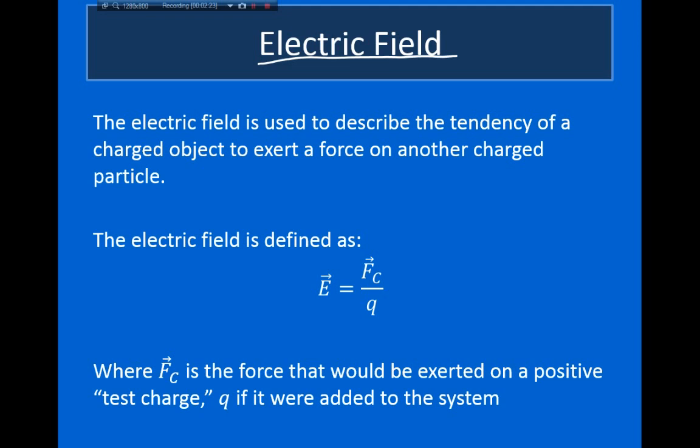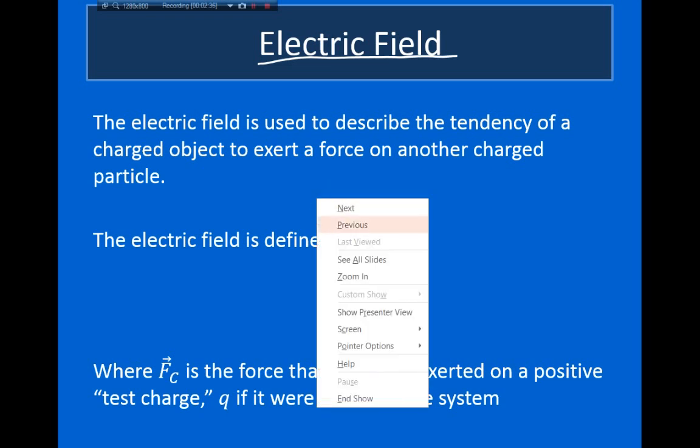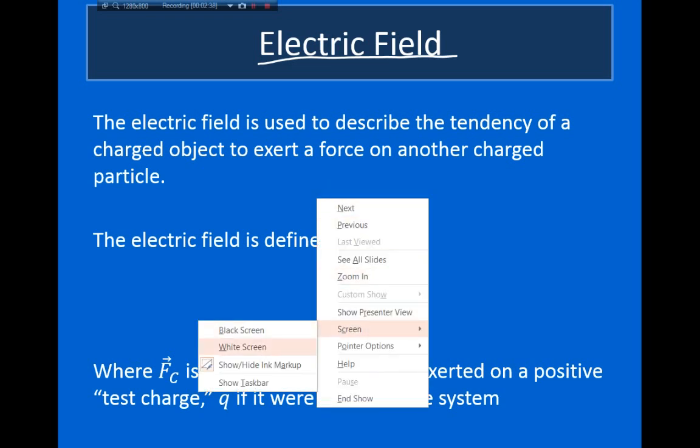So, what is an electric field? Well, the electric field is basically a way that we can describe the tendency for a charged particle to exert a force on another charged particle. So what do I mean by this? Well, let me go ahead and open up a blank screen here. So we say that the electric field is a property of the environment. Now, what do I mean by that?